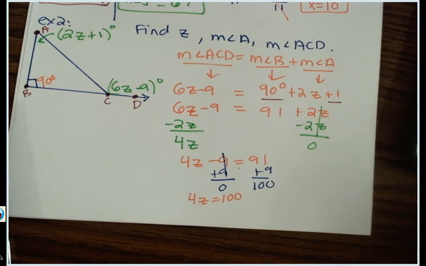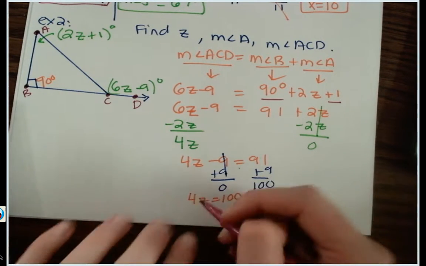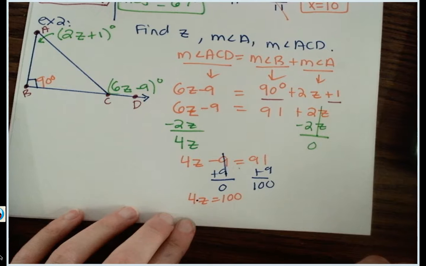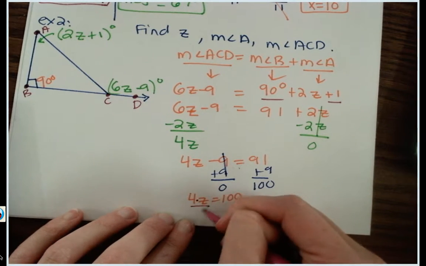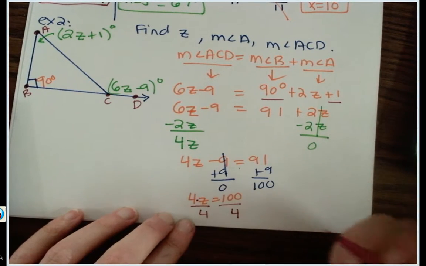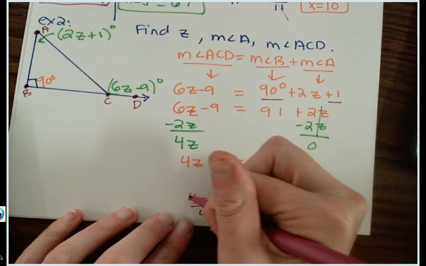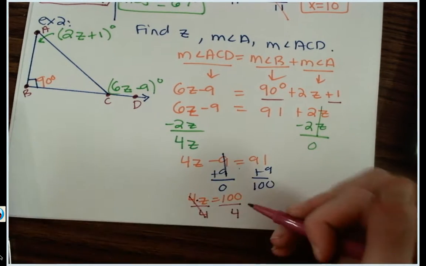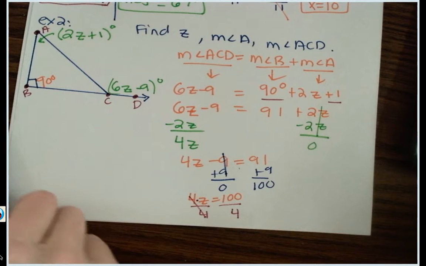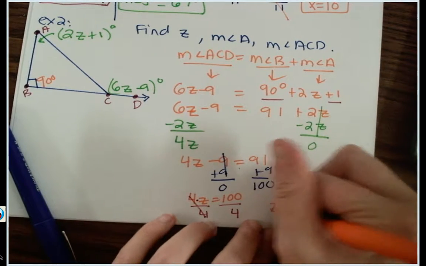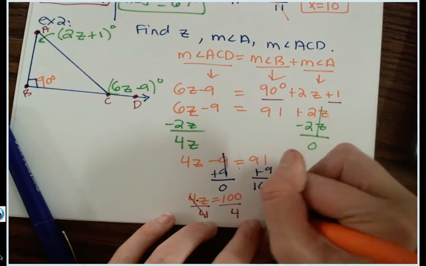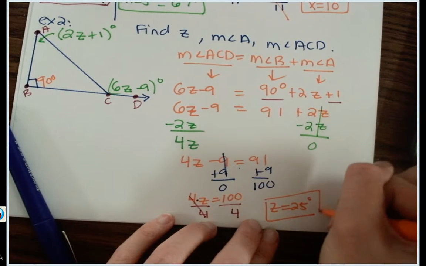All right, guys, one more step to solve for Z. My Z is secretly multiplying to the 4, so the way we bring that to the other side is by dividing both sides by 4. 4 divided by 4 cancels and turns to 1. 100 divided by 4 is 25. So my Z value, guys, is 25 degrees, I guess, technically.